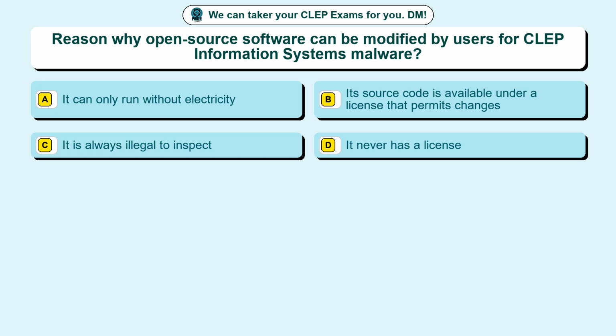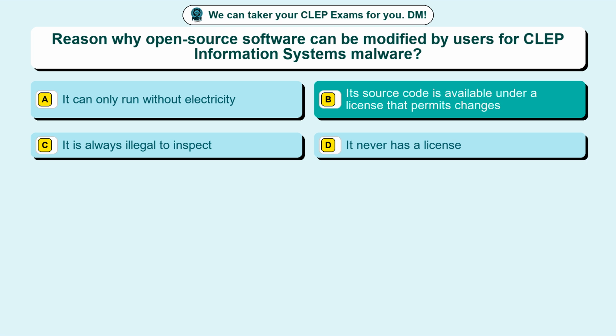Question 93. Reason why open-source software can be modified by users for CLEP Information Systems malware? Option A. It can only run without electricity. Option B. Its source code is available under a license that permits changes. Option C. It is always illegal to inspect. Option D. It never has a license. The correct answer is option B. Its source code is available under a license that permits changes.